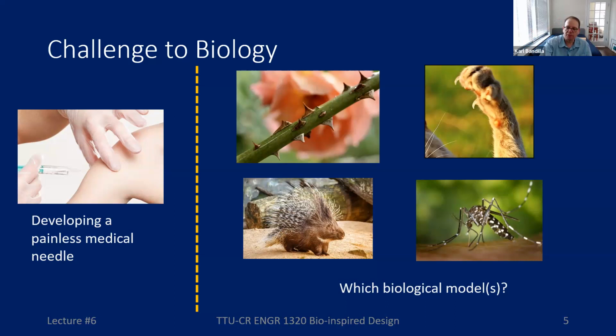Now, if my goal is to develop a needle that is less painful going in, to inject something, which do you think would be a good model of these four to look into in more detail? You would use the mosquito model. Why would you use the mosquito model? Because when you get bitten by a mosquito, you don't feel it until later when you start scratching your arm.